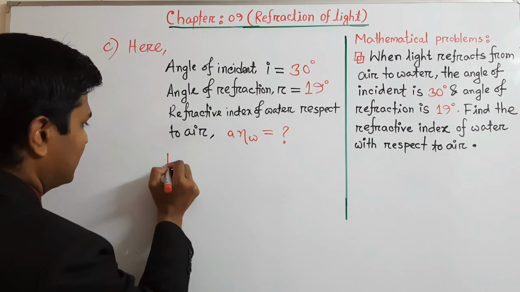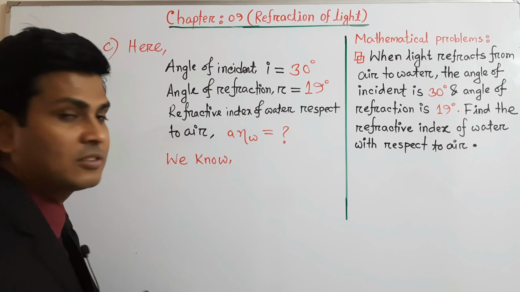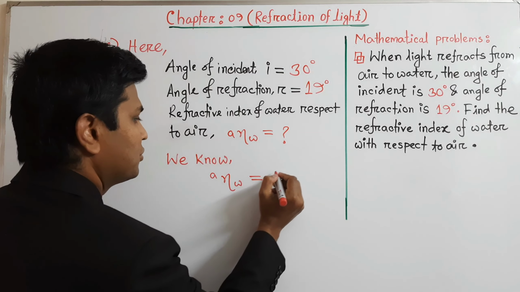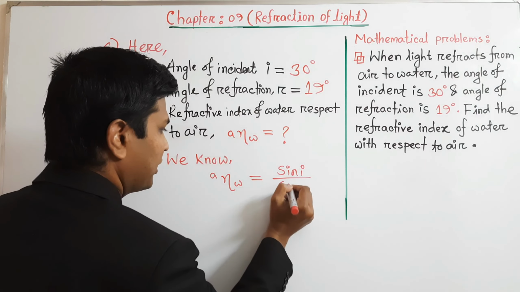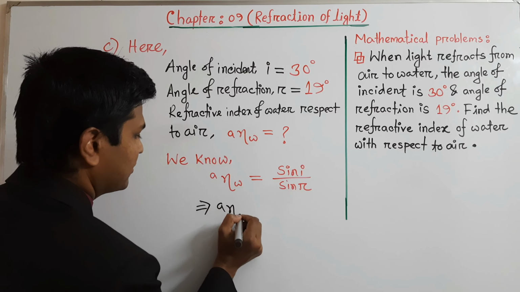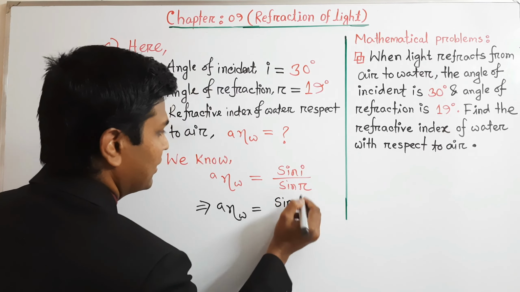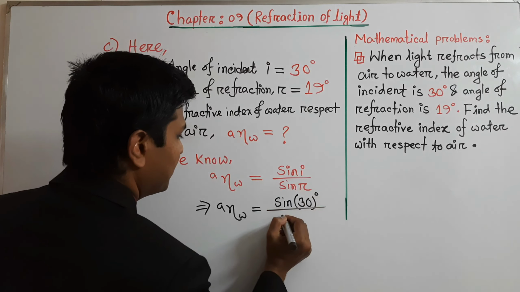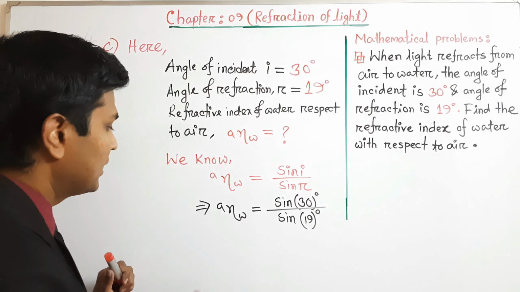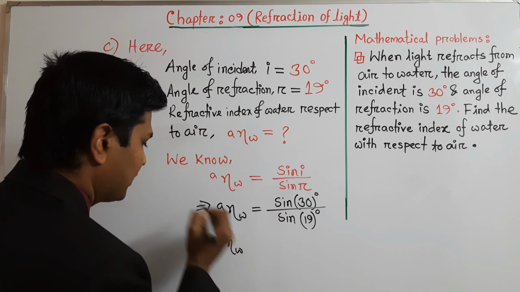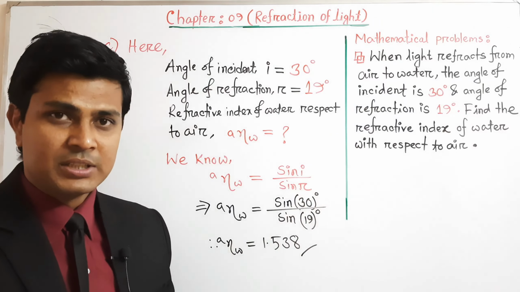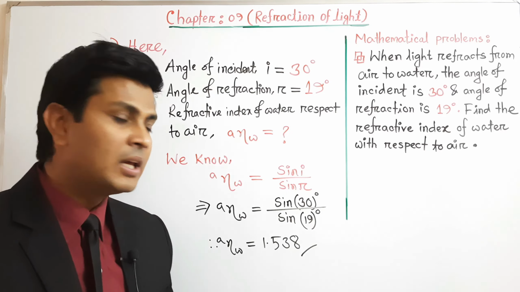Now you know the formula to calculate the refractive index of water with respect to air is AηW equals sin I divided by sin R. Now if we put the values of I and R, the refractive index of water with respect to air is sin 30 degrees divided by sin 19 degrees, and after calculating this expression we will get 1.538, and this is the answer to the question. And there is no unit of refractive index because it's the ratio of the same quantity.